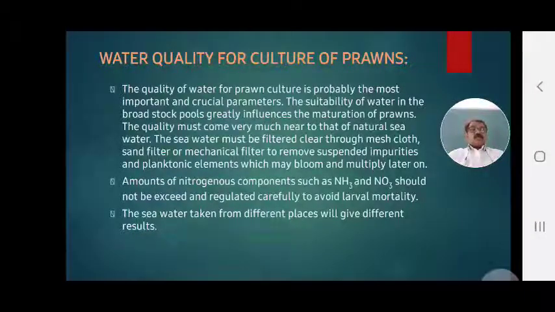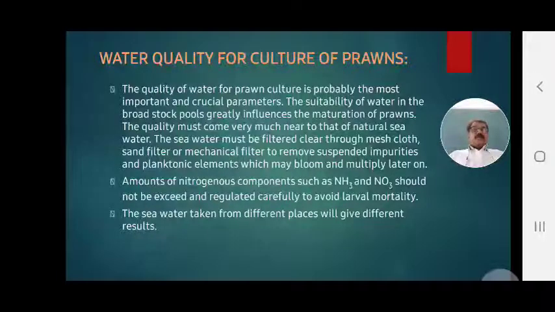Hence, those impurities, suspended materials or debris that are found, such as waste material, planktonic elements, and algal blooms that multiply later, are to be filtered either through a mesh cloth filter, a sand filter, or a mechanical filter. These waste materials are to be removed and discarded.